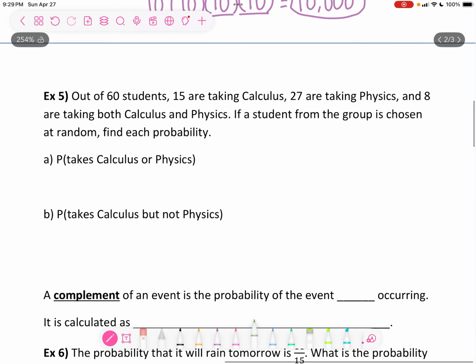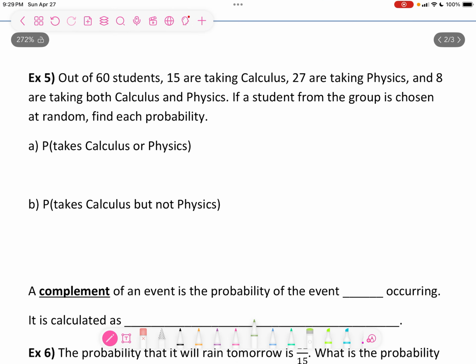So example 5. Out of 60 students, 15 are taking calculus, 27 are taking physics, and 8 are taking both calculus and physics. If a student from the group is chosen at random, find each probability. And then we have 2 probabilities, takes calculus or physics, or takes calculus but not physics. Okay, so what we're going to do is look at this scenario visually. So we're going to do a Venn diagram.